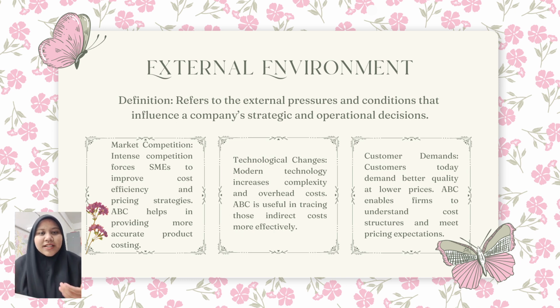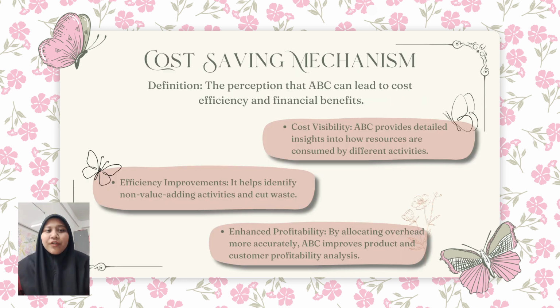On the other hand, customer now expect better product at lower price, and ABC helps company meet their expectation by improving pricing accuracy. Alright, another factor that also influence is cost-saving mechanism. Cost-saving mechanism is the perception that ABC can lead to cost efficiency and financial benefit. It shows where the money is being used. So, this is called cost visibility. It helps find wasteful activity so companies can stop doing things that don't add value. And when overhead is shared more fairly, it improves the company's profit by showing which product or which customer are really making money.